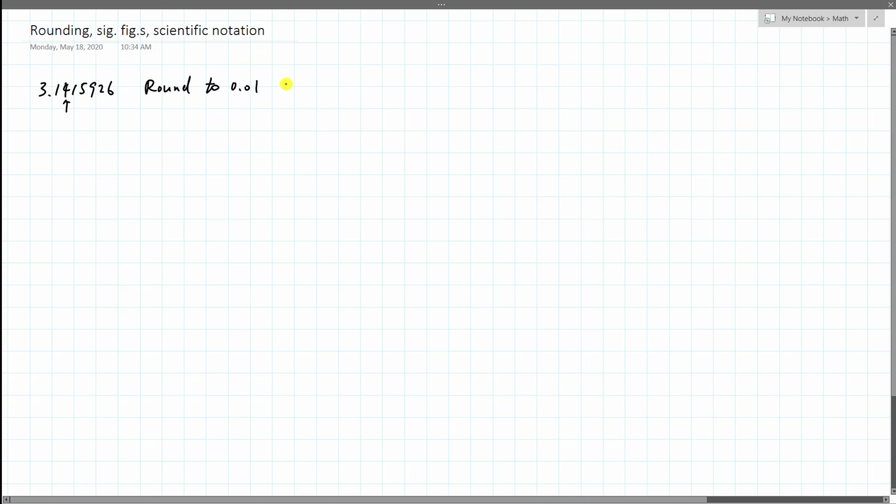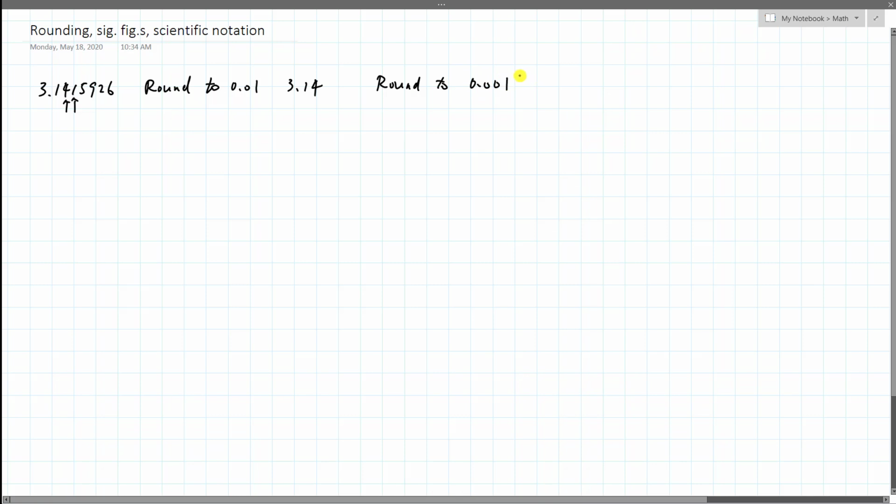All right, so we have a 4 there, and the next digit is a 1. So numbers 0, 1, 2, 3, and 4, they basically just drop. So we have 3.14. And let's round to a thousandth.